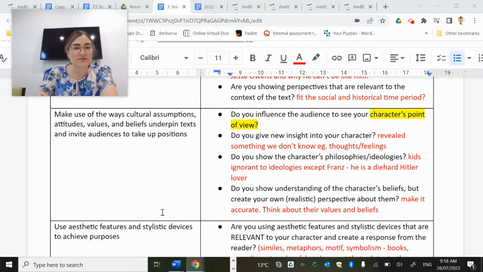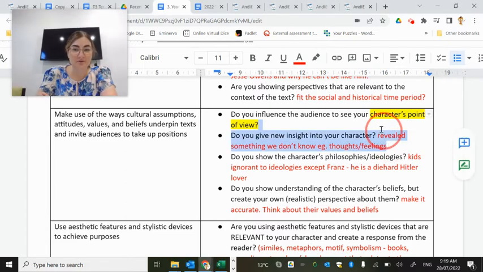The next one is about cultural assumptions, attitudes, and beliefs. So this one here is, have you authentically shown your character's point of view? Have you given an insight into who they are that fits with who they are in the actual movie? Then this one's really important because this is part of filling your gap and silence. Have you given some sort of new insight into the character? Have you revealed something that we don't know, but maybe thoughts or feelings or something that has happened that we are not privy to? We haven't found out yet. So you're filling that there.